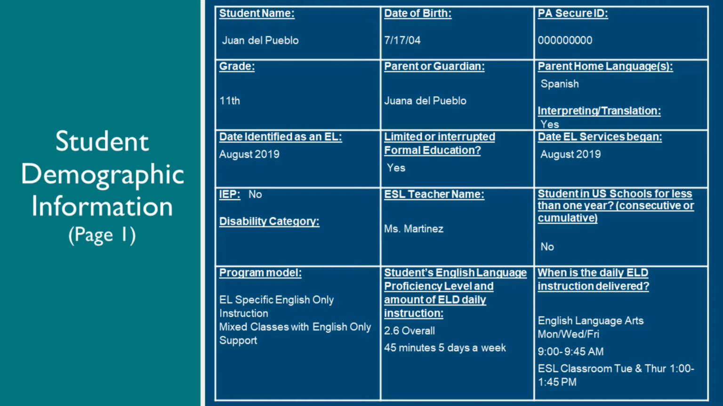Has the student been in U.S. schools for less than 1 year? Has it been consecutive or cumulative? What program model is used to service the student? Include the student's current English language proficiency level and the amount of ELD daily instruction. And last of all, when is the daily ELD instruction delivered? As you can see in the example presented to you, Juan receives EL-specific English-only instruction and mixed classes with English-only support. He receives 45 minutes of ESL instruction daily.